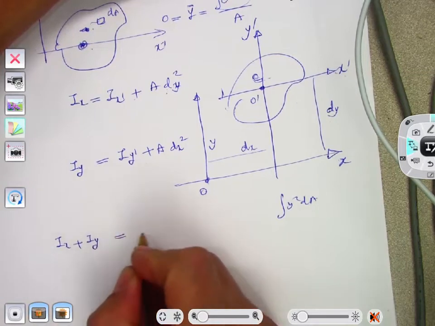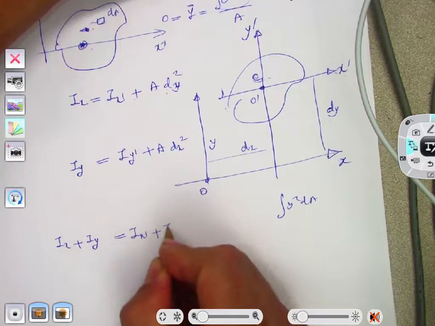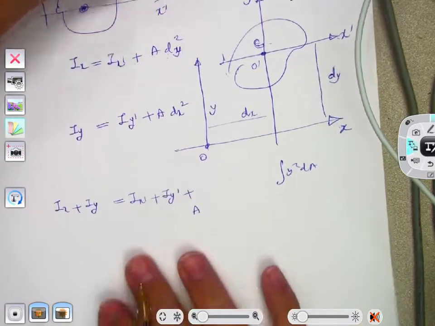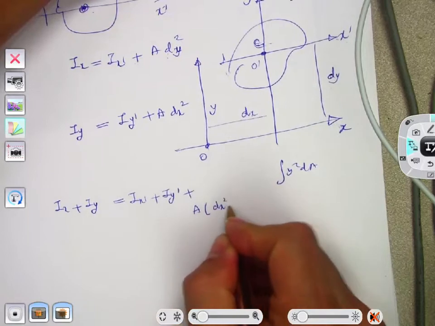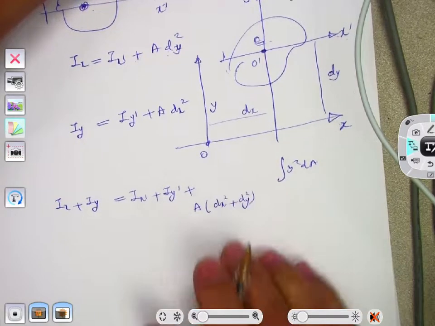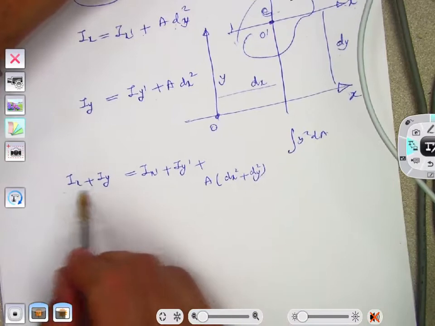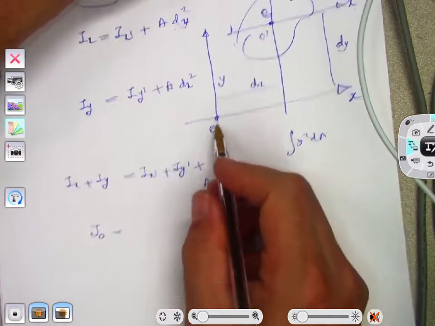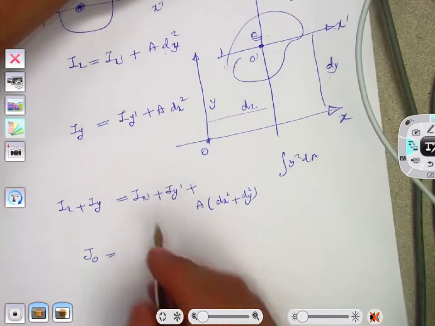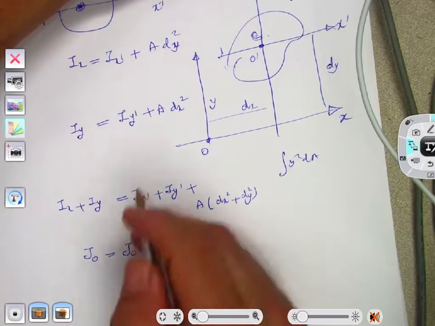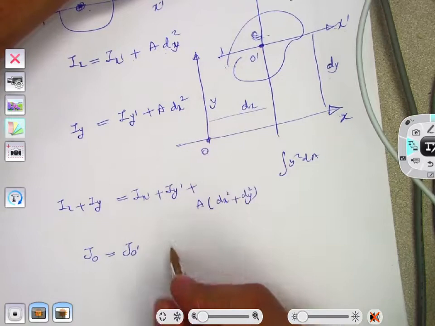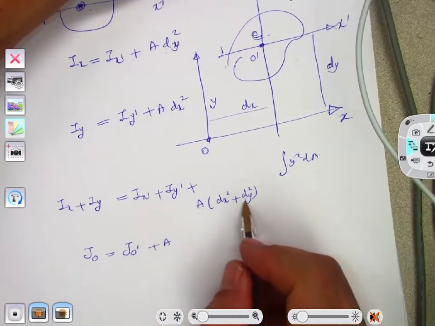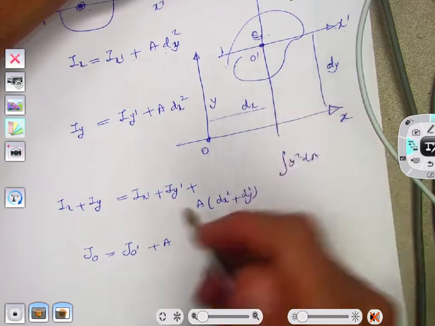Right? On the right side, I'm going to get Ix prime plus Iy prime plus A times (dx squared plus dy squared). Alright, so what is Ix plus Iy? Ix plus Iy is the polar moment of inertia about the O axis. And this one is the polar moment of inertia about the O prime axis, plus area times (dx squared plus dy squared). So what is dx squared plus dy squared?